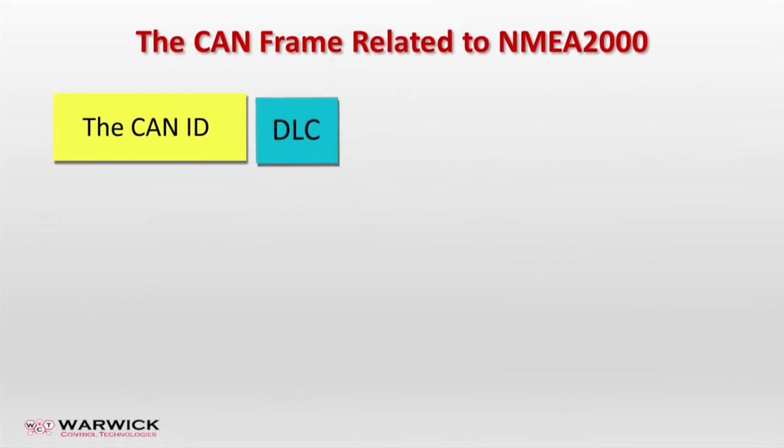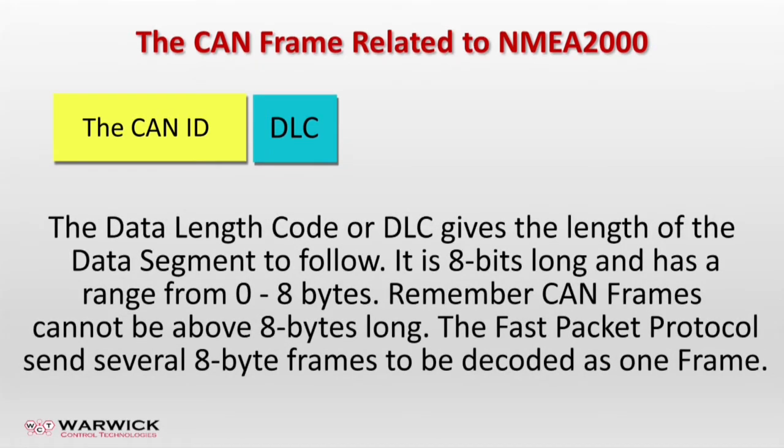Next is the data length code, or DLC. This gives the length of the data segment that will follow. It is 8 bits long and has a range from 0 to 8. Now fast packet frames will decode as 8-byte CAN frames in the X-Analyzer raw trace. However, in the NMEA2000 layout, it will decode fast packet frames giving the above 8-byte DLC, for example, 26 bytes. But remember, it's the fast packet protocol that defines the fast packet frames, and CAN messages can never be above 8 bytes long.